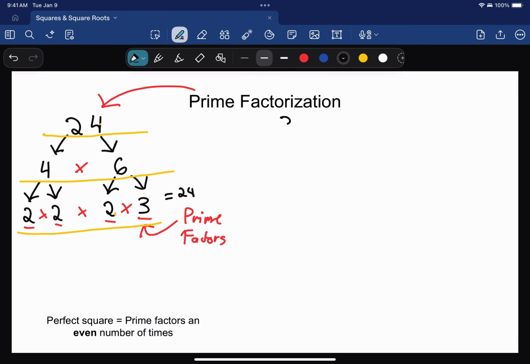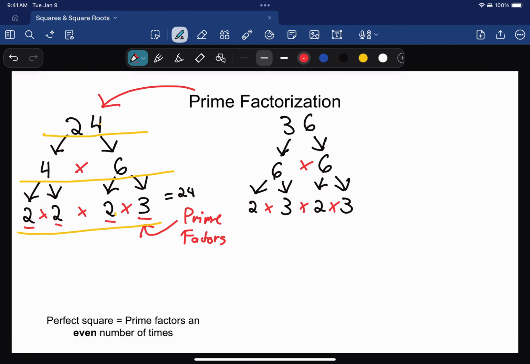So let's take the number 36. Let's break it out. So 36, we could multiply, well, we could do 6 times 6. That would be quite nice. And then we could break 6 into 2 and 3, and once again, 2 and 3. So now we have 6 times 6, and we have 2 times 3 times 2 times 3. And there we just did the factor tree of 36.